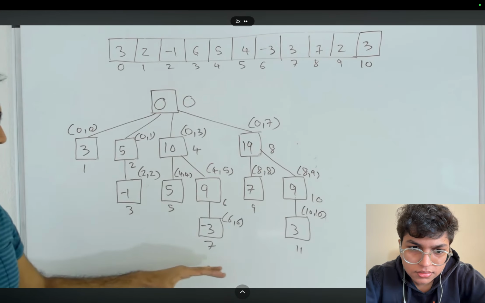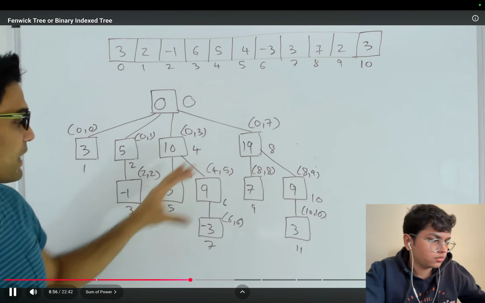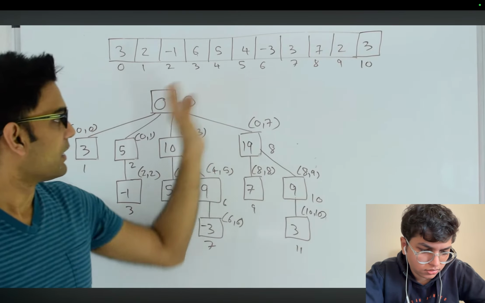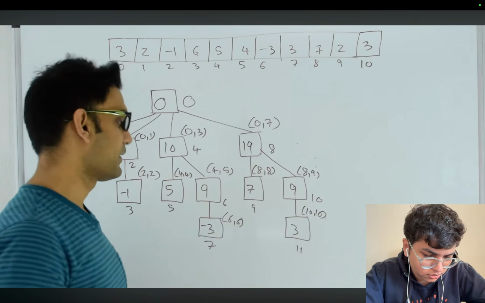Alright, so hopefully you understood how I created this tree. I did not show you the efficient way of creating this tree, but hopefully this gives you an idea how I filled up the nodes of this tree using the prefix sum. So next, let's look at how we are going to search into this binary index tree.